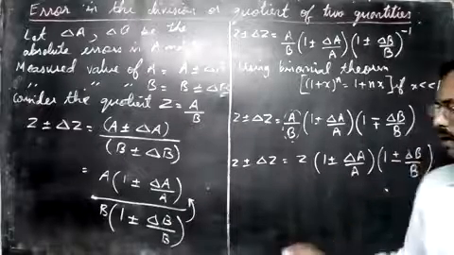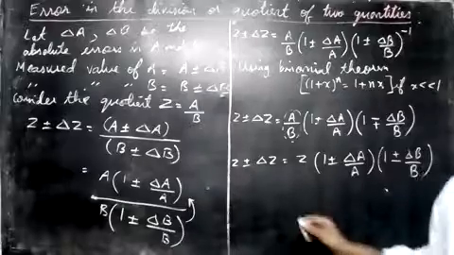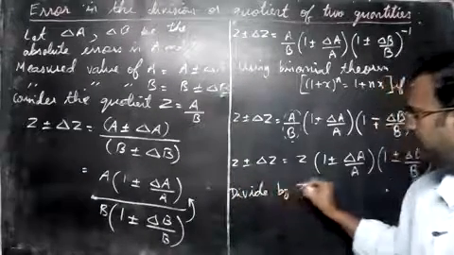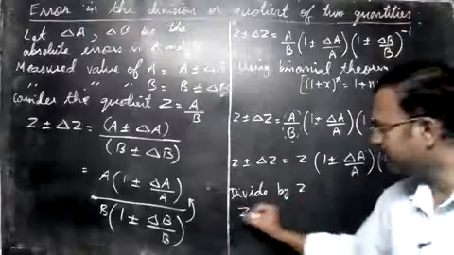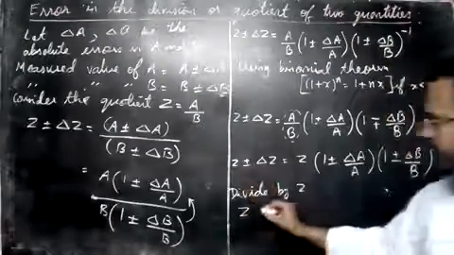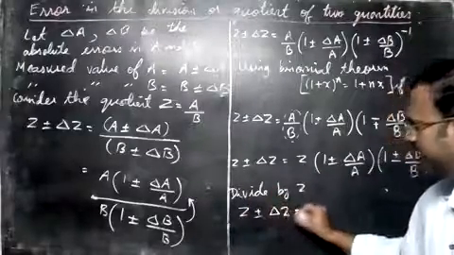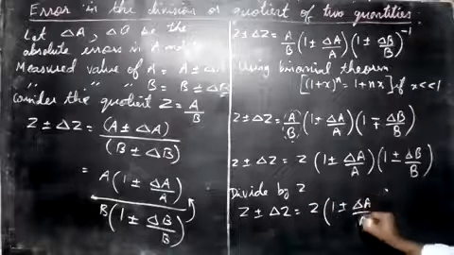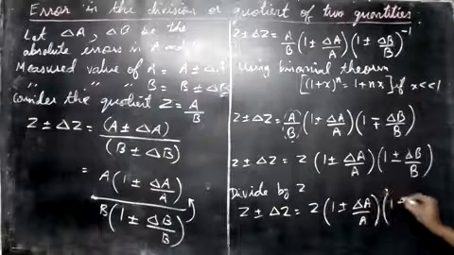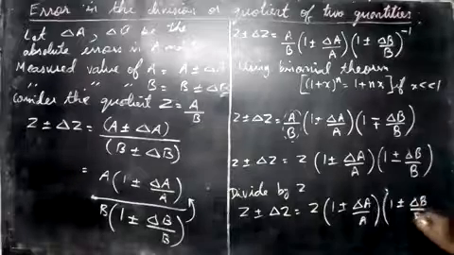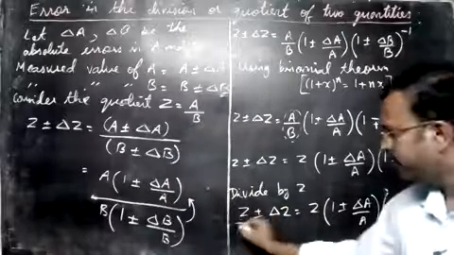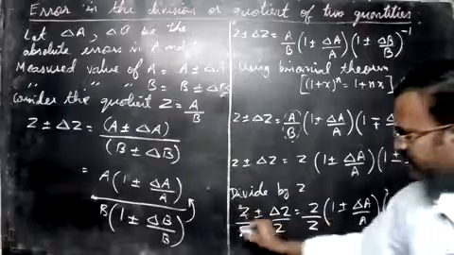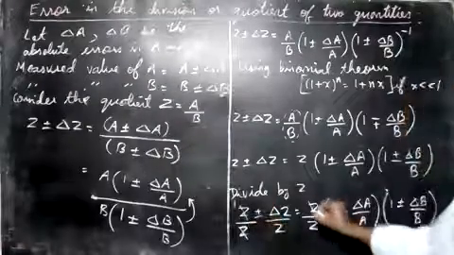Now what is the next step? We divide everywhere by Z. So Z plus or minus delta Z is equal to Z into 1 plus or minus delta A by A into 1 plus or minus delta B by B. Divide by Z on both sides. Z and Z will cancel, so we get 1 here, and this side also gets 1.